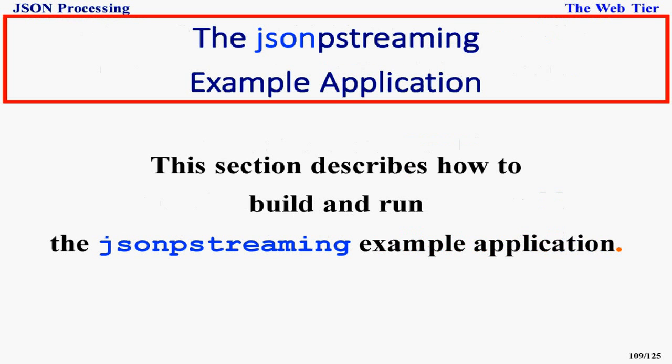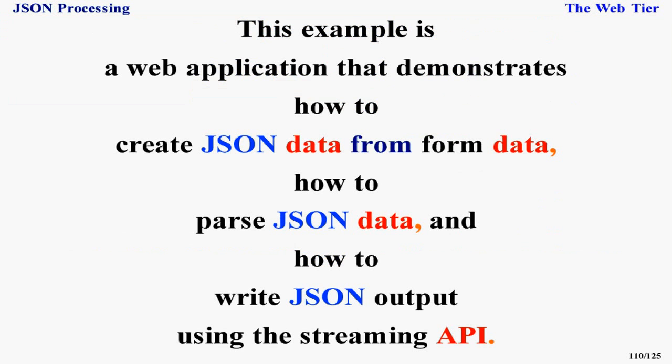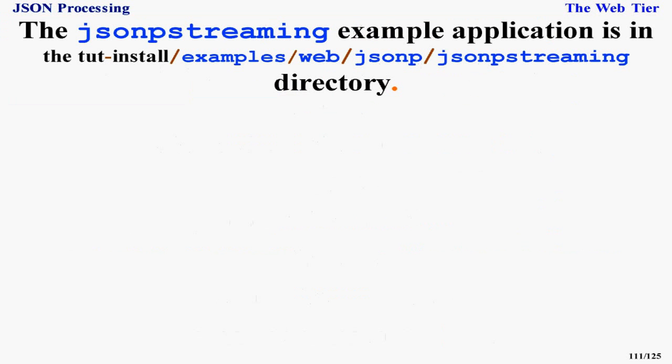The JSON streaming example application. This section describes how to build and run the JSON streaming example application. This example is a web application that demonstrates how to create JSON data from form data, how to parse JSON data, and how to write JSON output using the streaming API. The JSON streaming example application is in the tut-install/examples/web/jsonp/jsonpstreaming directory.